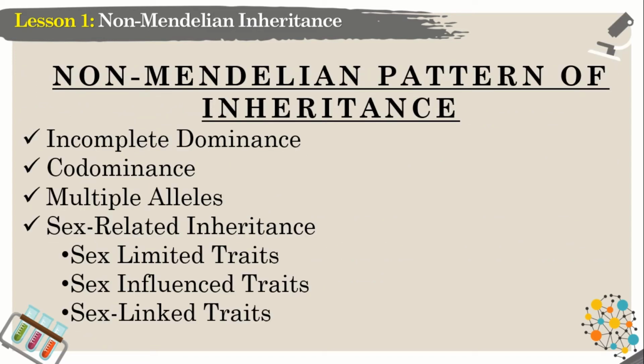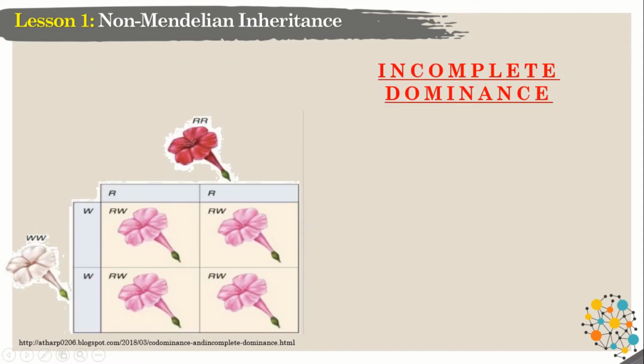Okay, so what are the non-Mendelian patterns of inheritance? We have incomplete dominance, codominance, multiple alleles, and sex-related inheritance. Under sex-related inheritance, we have three specific modes of inheritance: sex-limited, sex-influenced, and then we have linked traits. Okay, so first off, let us have the incomplete dominance.